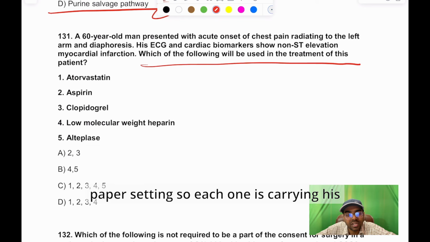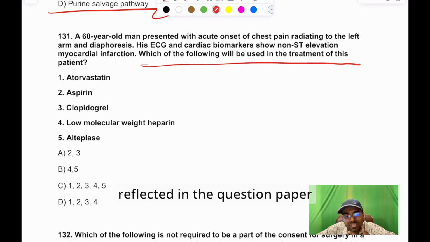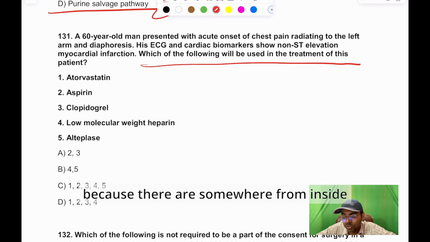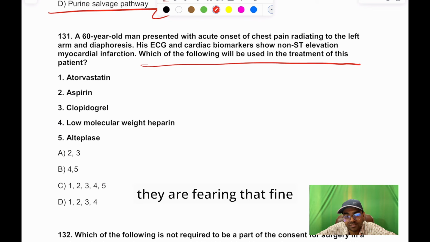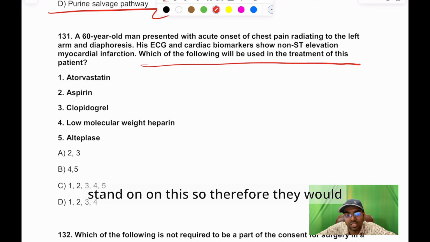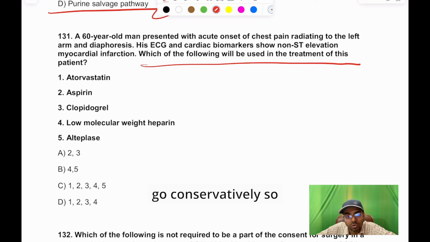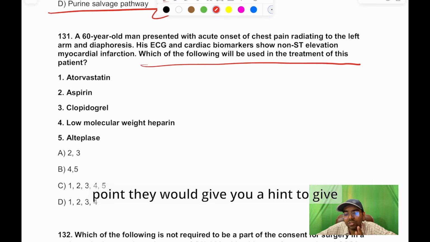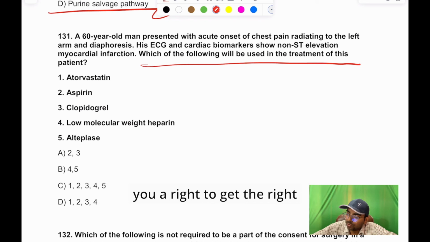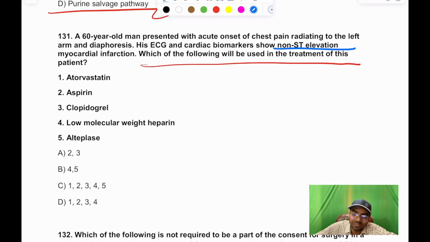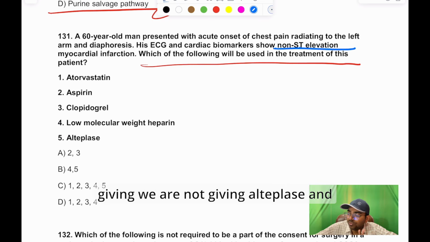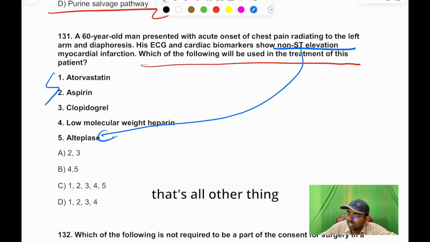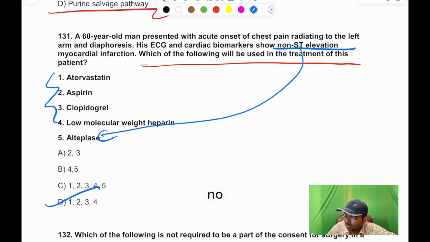Each one is carrying his own ego, and that gets reflected in the question paper, because from inside they are fearing that they cannot take an aggressive stand on this, so they go conservatively. At every point they give you a hint to get the right answer. Now, non-ST elevation: straight away they are saying we are not giving alteplase, and all the rest we can give.